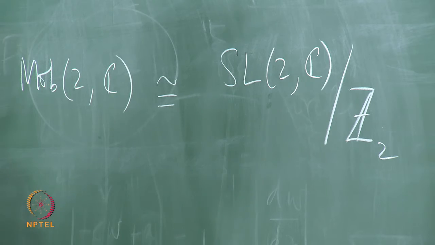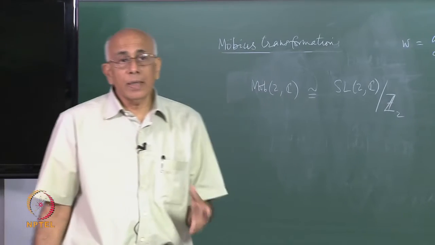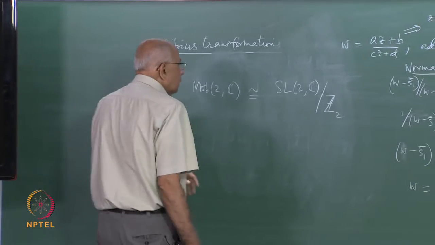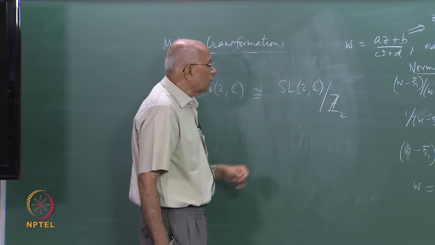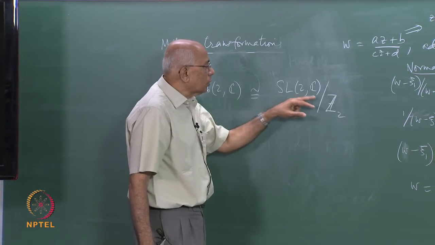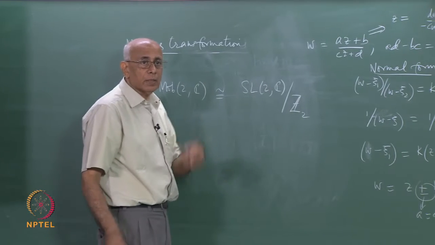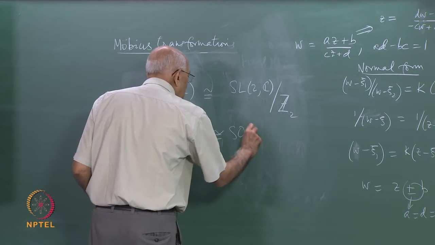This group is also what is called the universal covering group for the homogeneous Lorentz group in 3+1 space-time dimensions, and that group also has a parameter space which is doubly connected. So once again SL2C over Z2 is isomorphic to the homogeneous Lorentz group, so this is also isomorphic to SO(3,1).